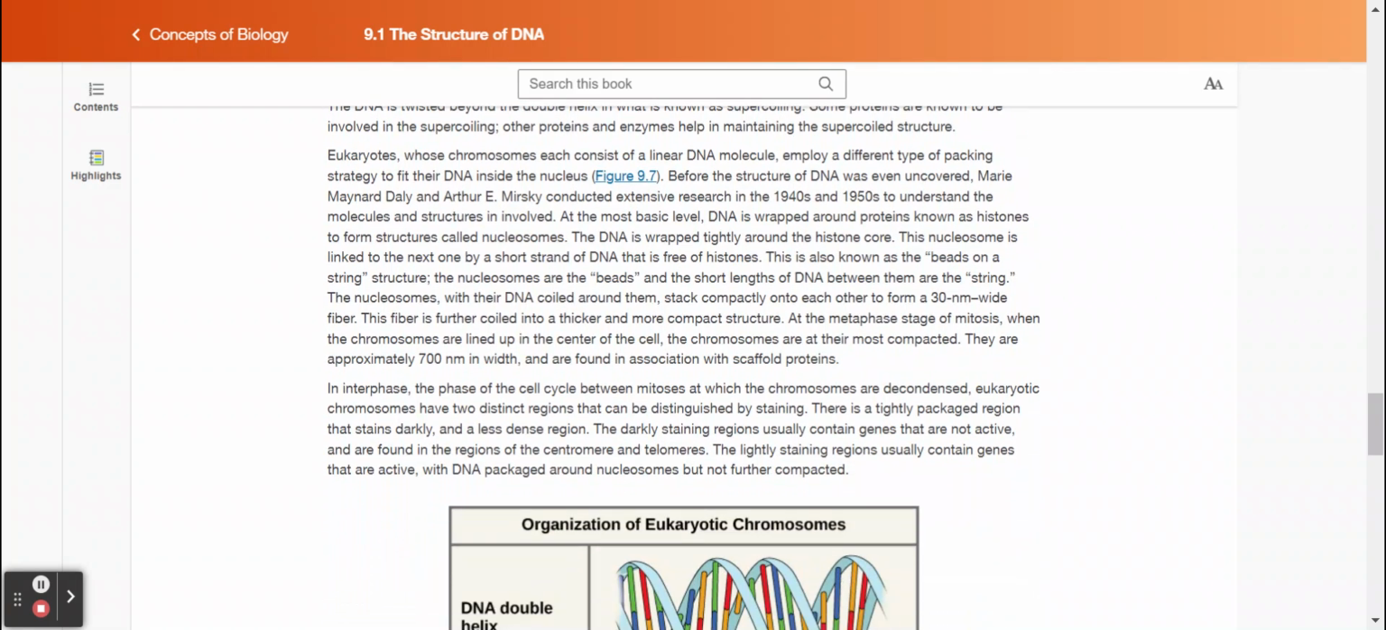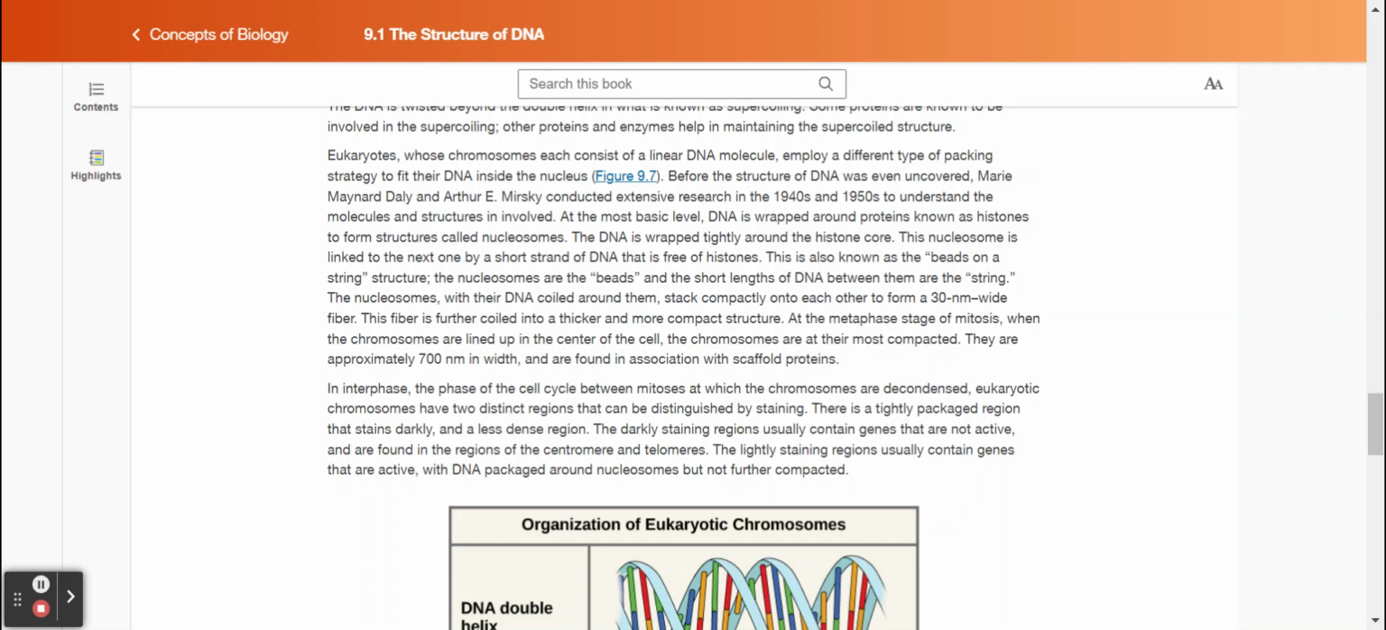Eukaryotes, whose chromosomes each consist of a linear DNA molecule, employ a different type of packing strategy to fit their DNA inside the nucleus. Before the structure of DNA was even uncovered, Marie Maynard Daly and Arthur E. Mirsky conducted extensive research in the 1940s and 1950s to understand the molecules and structures involved.